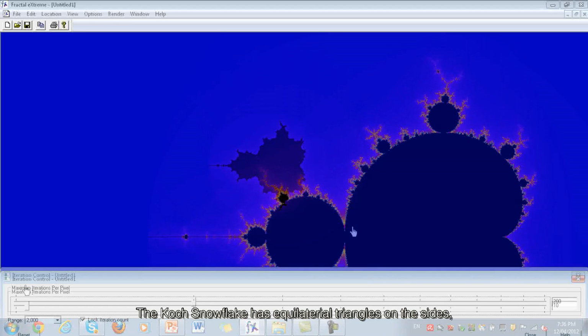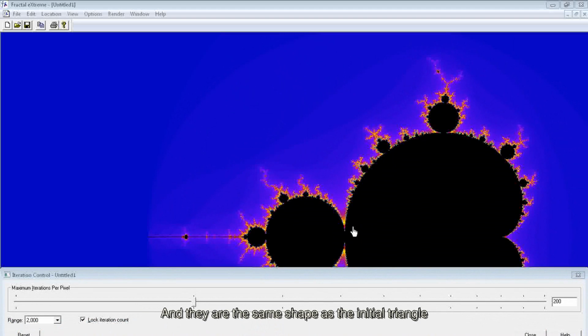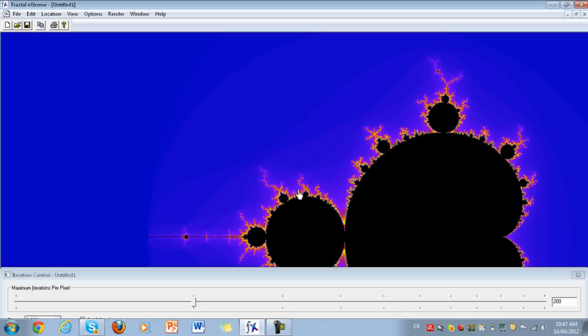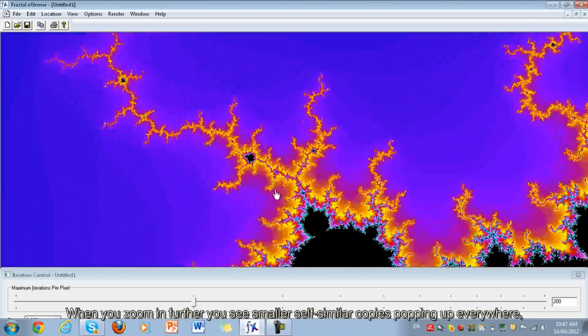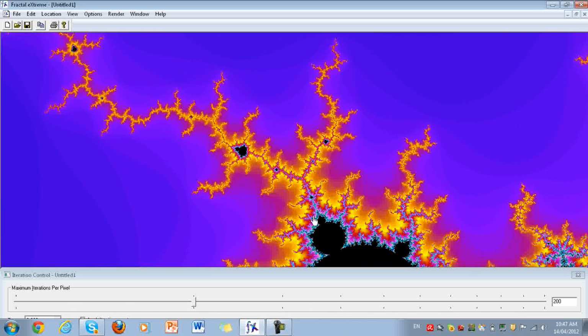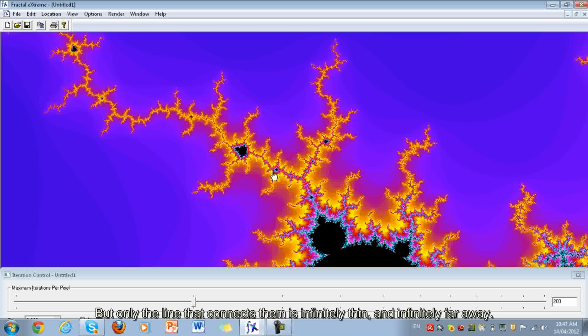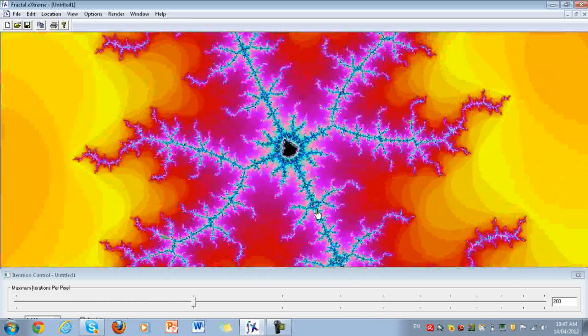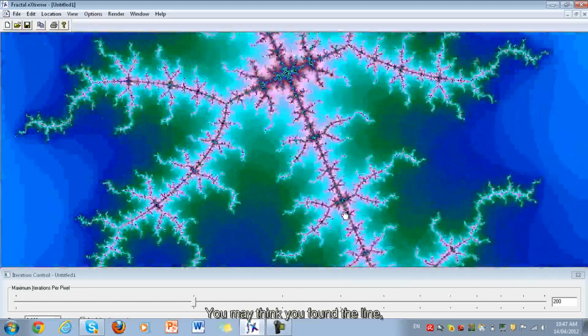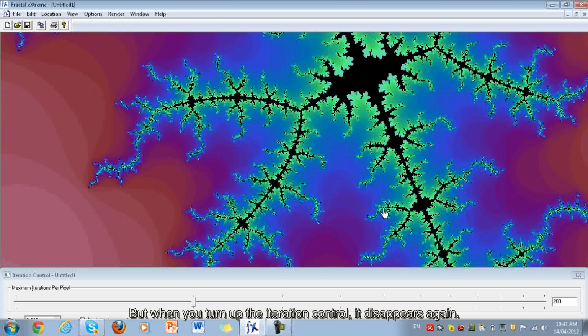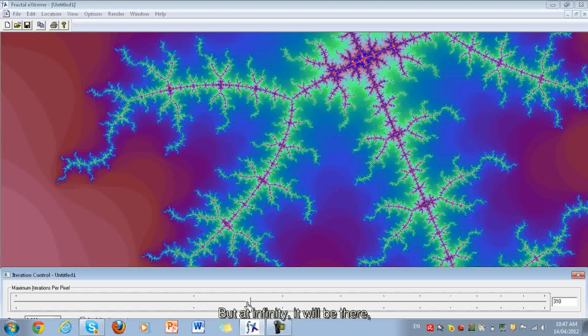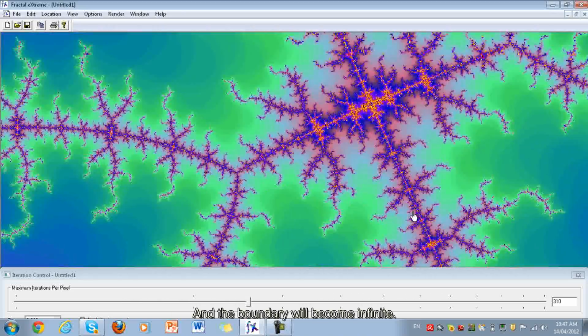The Koch snowflake has equilateral triangles on the sides, and they are the same shape as the initial triangle. But the Mandelbrot set has smaller Mandelbrot sets connected to its boundary. When you zoom in further, you see smaller self-similar copies popping up everywhere. And these baby Mandelbrot sets are connected to the big set. But the line that connects them is infinitely thin and infinitely far away. You may think you found the line, but when you turn up the iteration control, it disappears again. But at infinity, it will be there, and the boundary will become infinite.